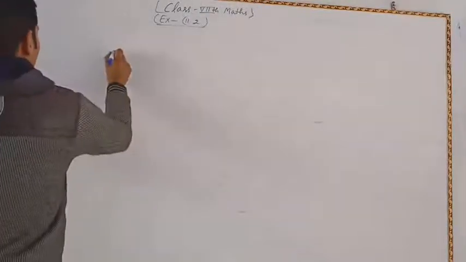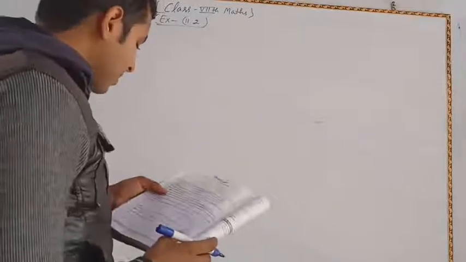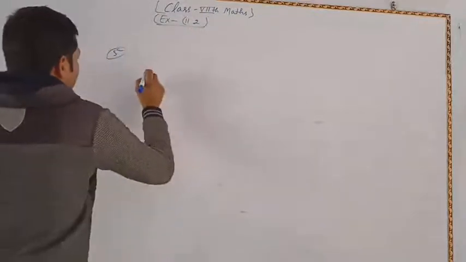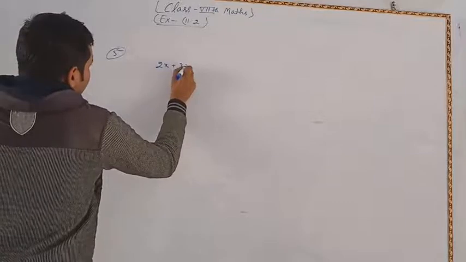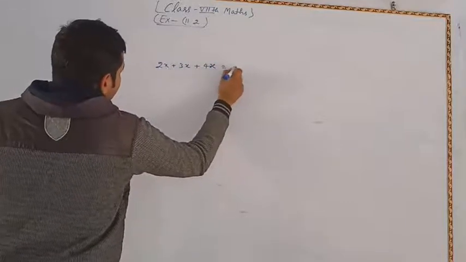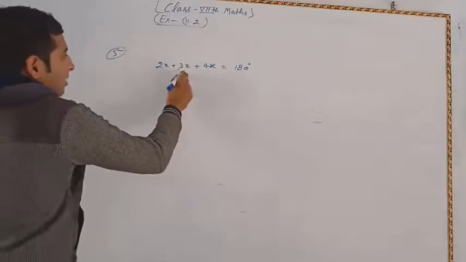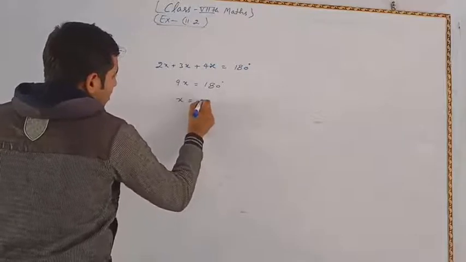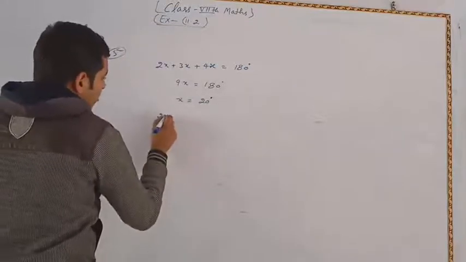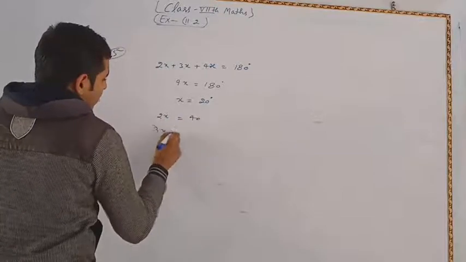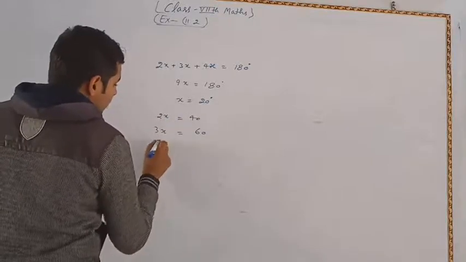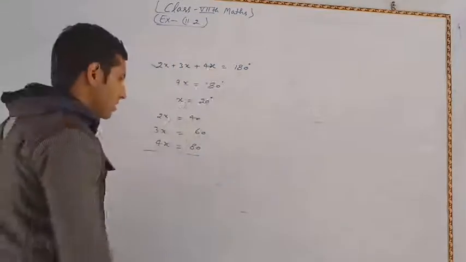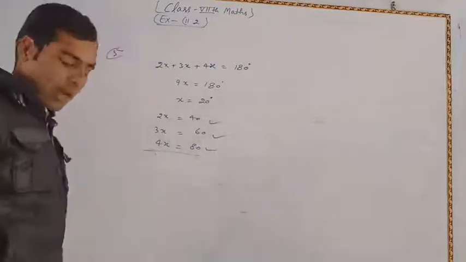we have to solve question number 5. In problem number 5, it is given that the angles of a triangle are in the ratio 2, 3, 4. Find all the angles. So here, given that 2x plus 3x plus 4x is equal to 180 degrees. Okay, so 2, 3, 4 makes 9x is equal to 180 degrees. Then x is equal to 20 degrees. Then 2x is equal to 40 degrees, 3x is equal to 60 degrees, 4x is equal to 80 degrees. By putting the value of x in these angles, we find that. Okay, so this is your answer.